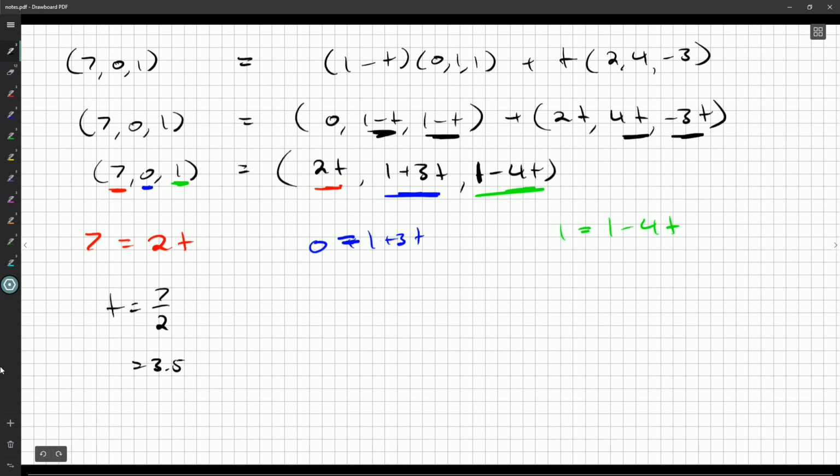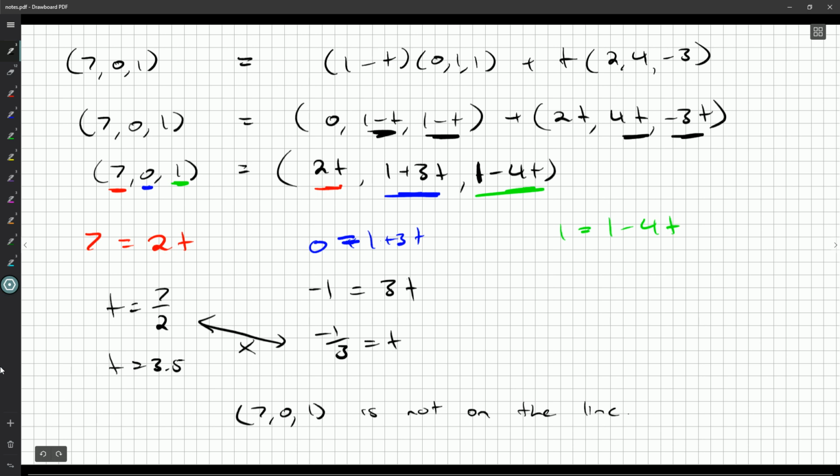So let's solve the next one. Bring the 1 over to the other side by making it negative 1. Negative 1 is 3t. Divide by 3 on both sides. Negative 1/3 is t. But we just said t is 7/2. These two values of t are different. So automatically I can see (7, 0, 1) is not on the line, because we got different values of t.